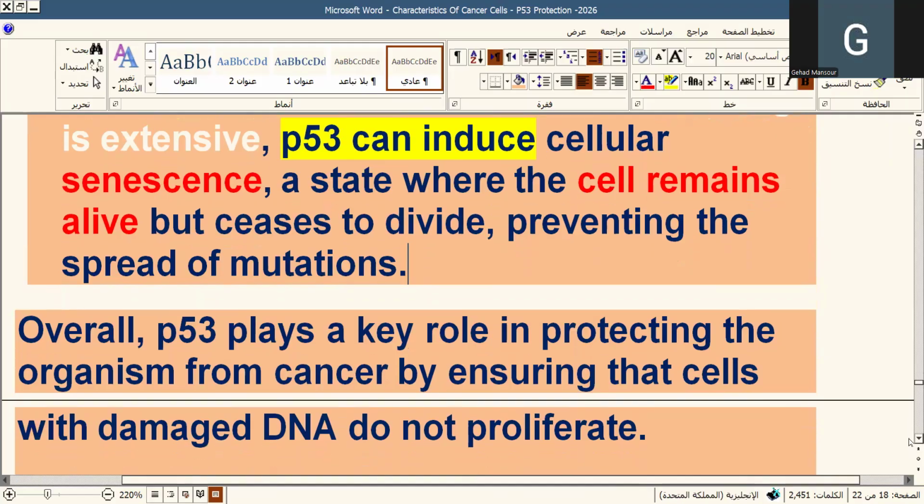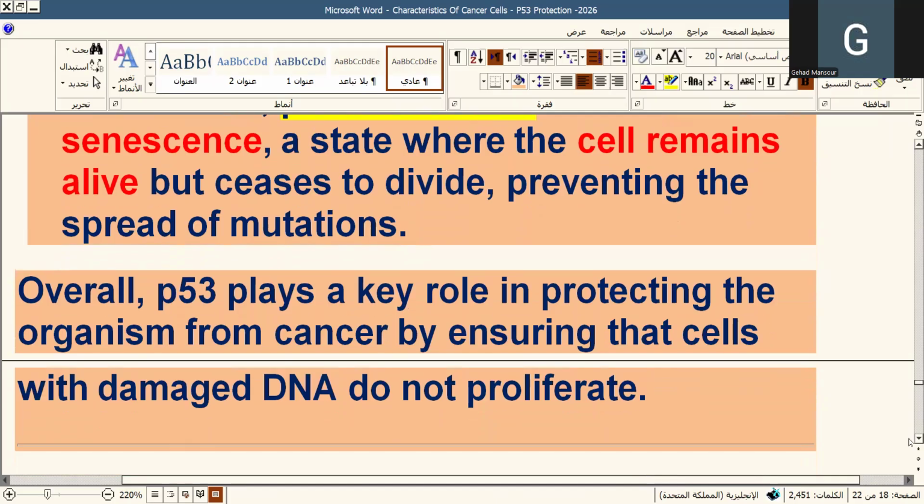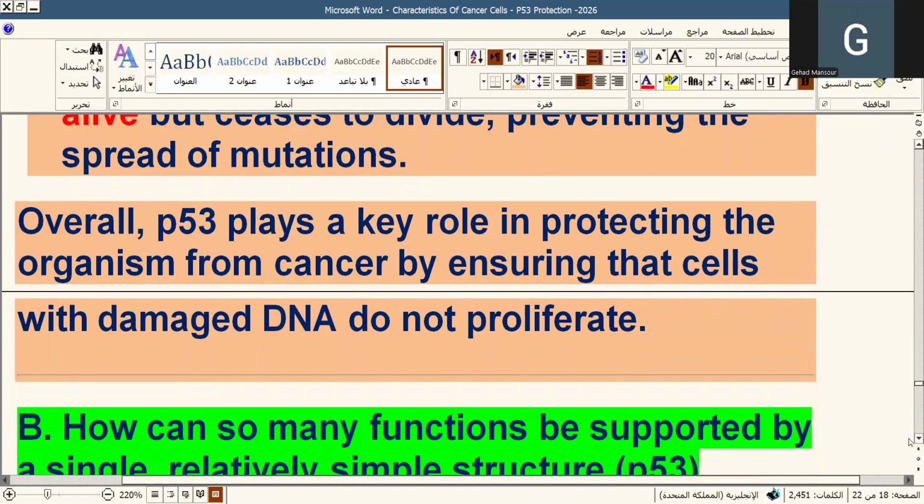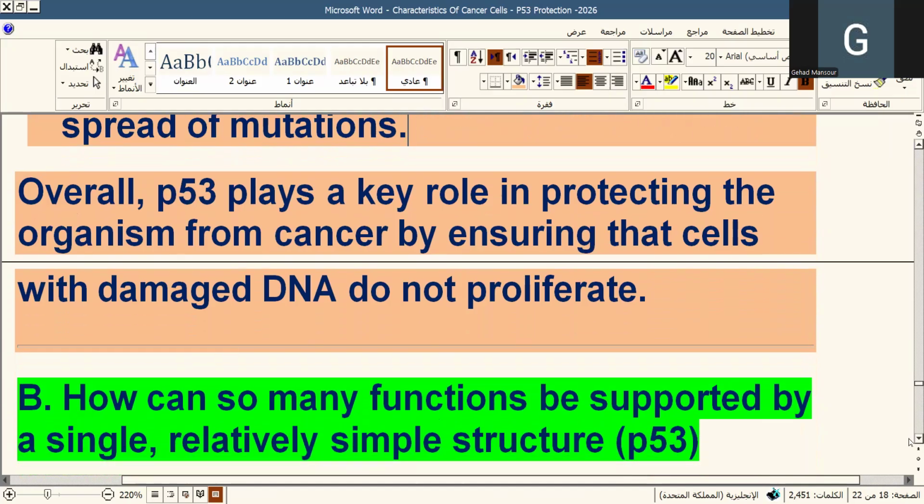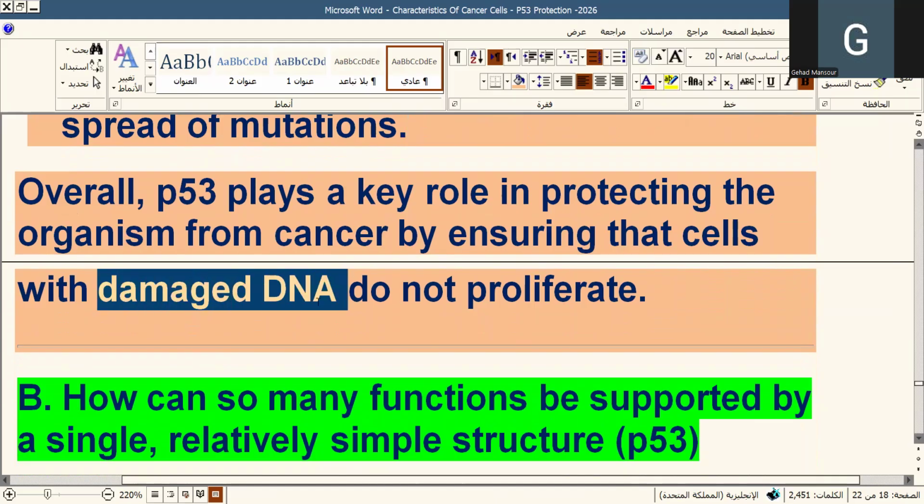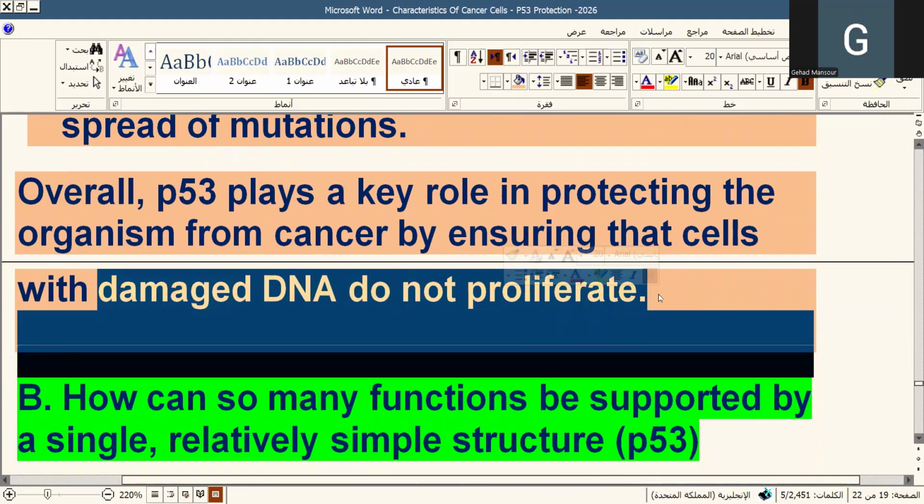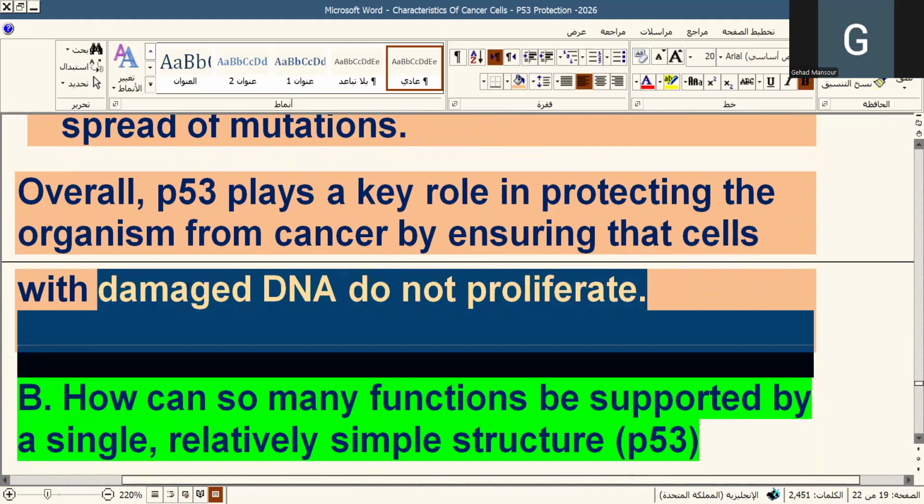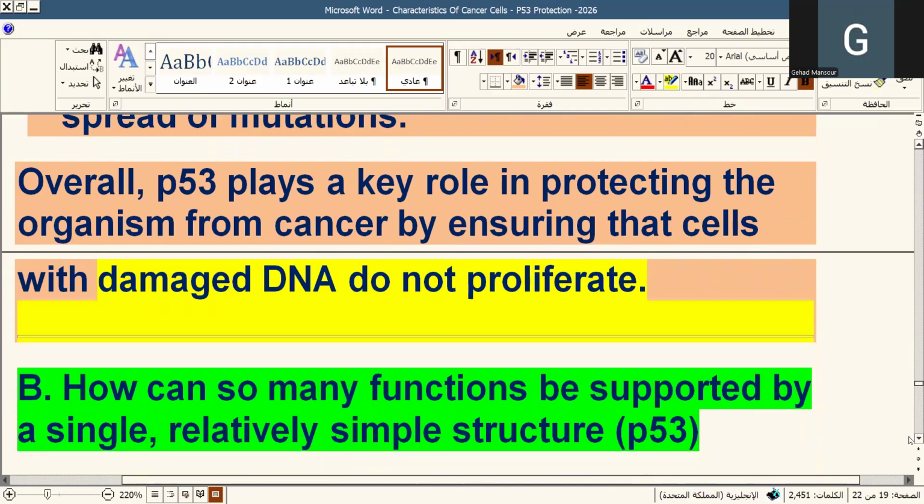So it was not repaired, it did not undergo apoptosis, and it's just arrested, and it will be later on recycled in the body. So overall, P53 plays a key role in protecting the organism from cancer by ensuring that those cells with damaged DNA will never be allowed to proliferate. So cells with damaged DNA cannot be allowed to proliferate.